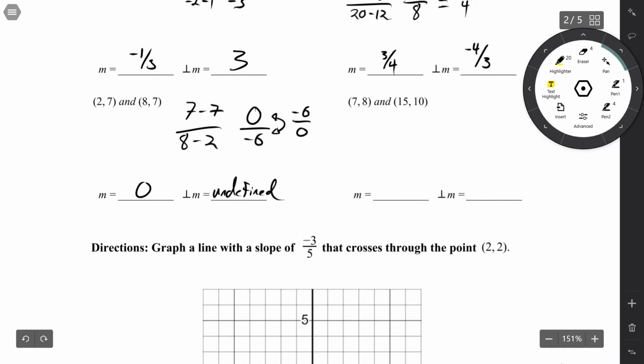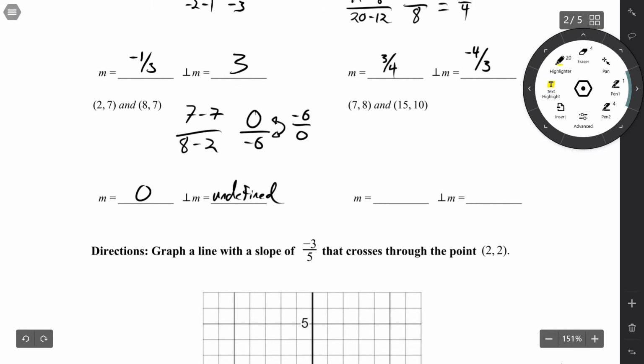All right, one more slope. We'll have 10 minus 8 over 15 minus 7. So you would get 2 over 8, I believe. So that would be 1/4. So the slope here would be 1/4, and the perpendicular slope would be negative 4, or negative 4 over 1. It's totally up to you.